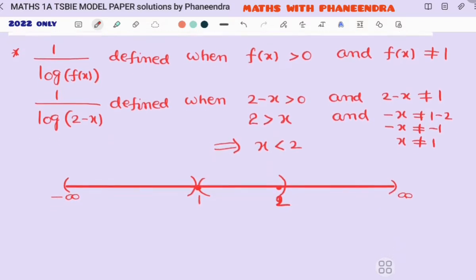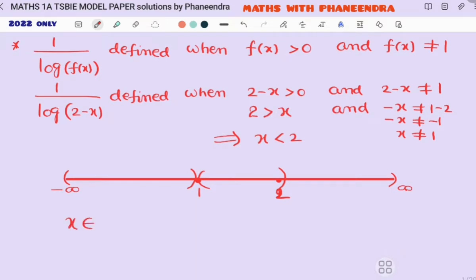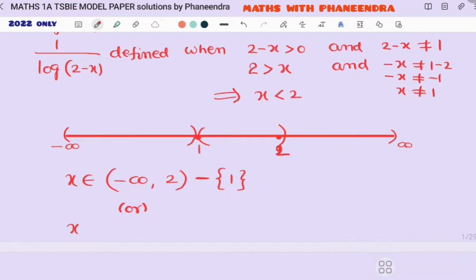Otherwise, we can write it as x belongs to, x is less than 2 means open interval of minus infinity to 2. In this interval, 1 is not there. So deleted neighborhood, that means 1 is not there. Otherwise, we can write like this also. Or someone will represent like this: x belongs to open interval of minus infinity to 2 minus {1}. Both the meaning is same. Or otherwise, open interval of minus infinity to 1, 1 to 2 also we can write it.